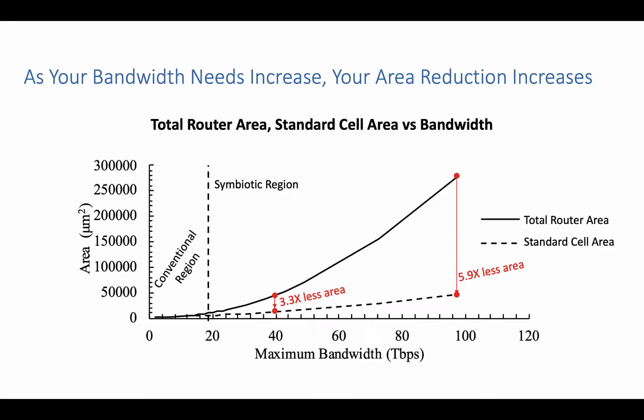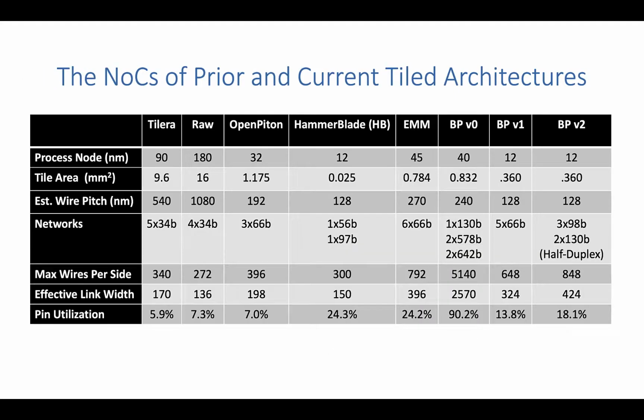In this example, if we choose a design point around 40 terabits per second, we can achieve 3.3x less area. And if we choose a design point around 100 terabits per second, we can achieve 5.9x less area. This brings us to the interesting conclusion: the more bandwidth you need, the more area you can save. On to the final question. Have prior works leveraged NoC symbiosis?